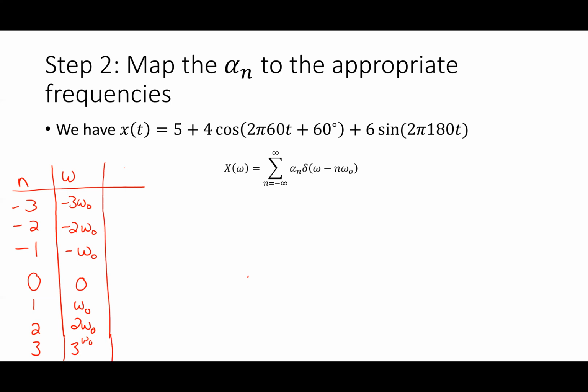So what do I need to do here? I need to figure out what are the alpha n values. All right, what are the alpha n values here? So first of all, some of these alpha n values are 0, are they not? What are they? 2 and -2. Yeah, those are definitely 0.